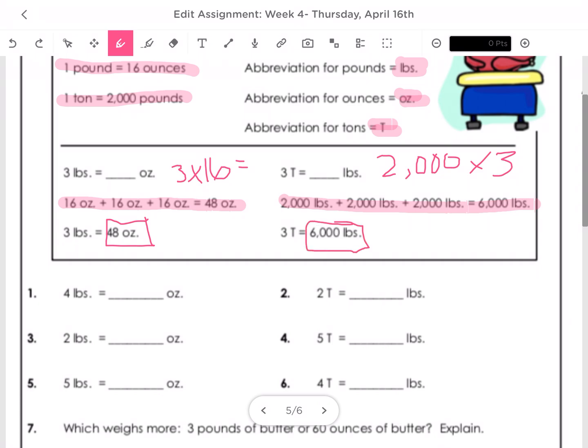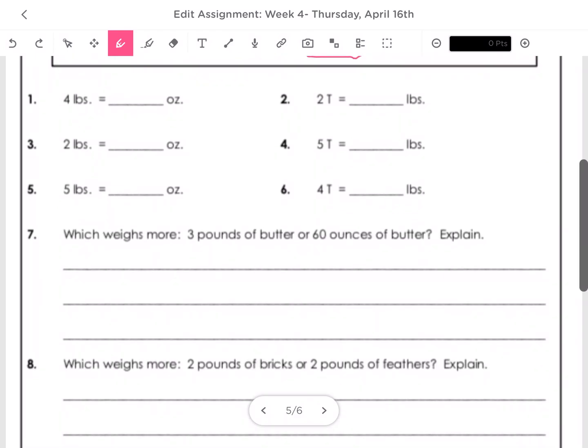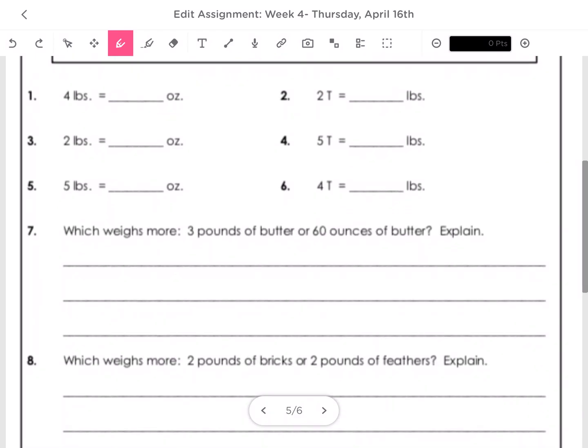Either way you do it, you can use repeated addition or you can use multiplication. You all know how to do that. Down here, the first 6, you're just going to be converting ones 1, 3, and 5 from pounds to ounces, and then the other ones from tons to pounds. So today should be fairly simple for the conversion.